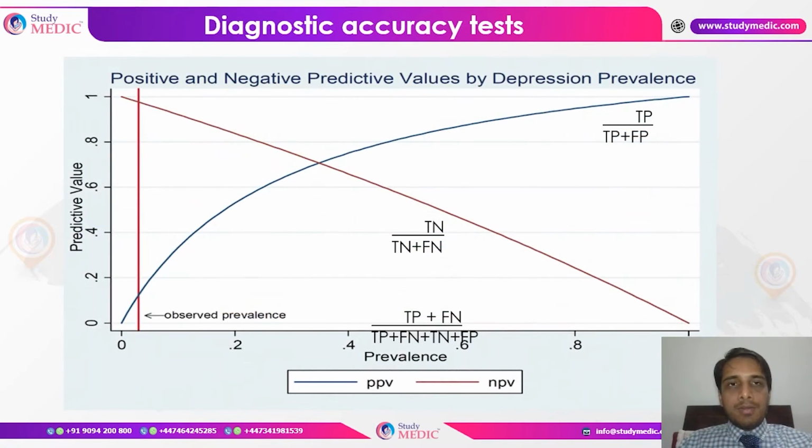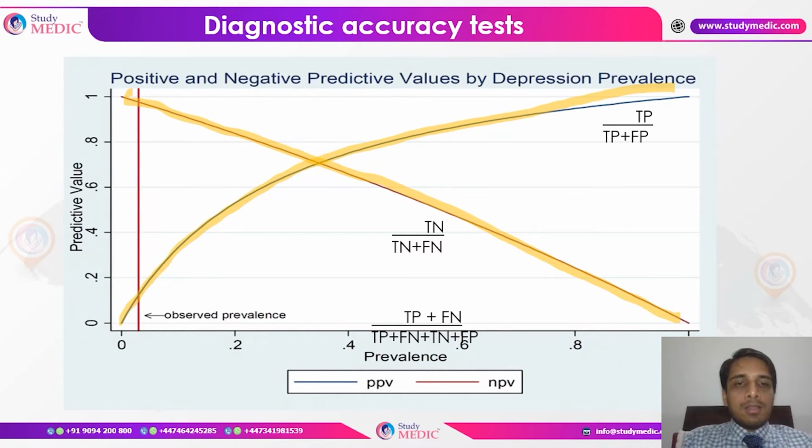Try and calculate the relationship between prevalence and predictive value. Look at this graph here. As the prevalence increases, the positive predictive value will increase. And as the prevalence increases, negative predictive value will decrease.